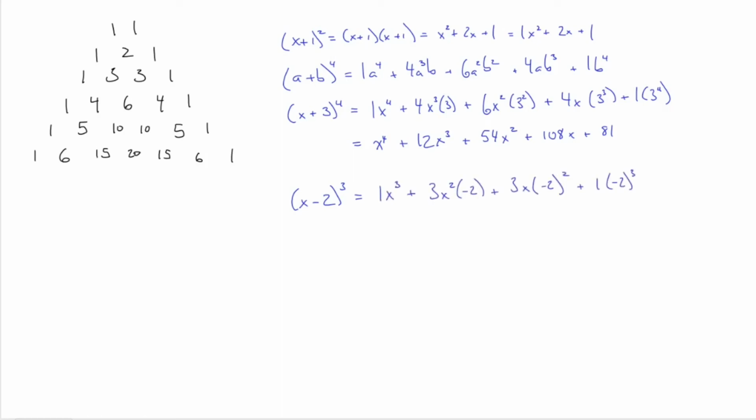And when you pull the coefficients out of the third row and you make the powers of x decrease and the powers of -2 increase, you get this expression here, 1x cubed plus 3x squared times -2 to the first, plus 3x times -2 squared plus 1 times -2 cubed. And all that's left is to simplify. And if you're careful with your signs, you end up with x cubed minus 6x squared plus 12x minus 8. That's it. There's lots more to know about Pascal's triangle, but that's all we'll be using it for.